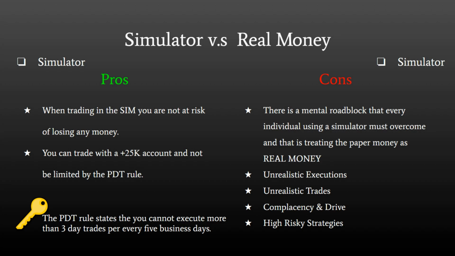And this is the biggest issue of using the simulator, in my opinion. So there's a mental roadblock that every individual using the simulator must overcome. And that is treating the paper money as real money. This is such a huge issue. And for me, because I started off using real money, at the peak of my account there was about $14,000 in there, I want to say. And so from using real money, switching over to the simulator, I very quickly realized that in the simulator, I was doing things that I wouldn't have done had I been using real money.